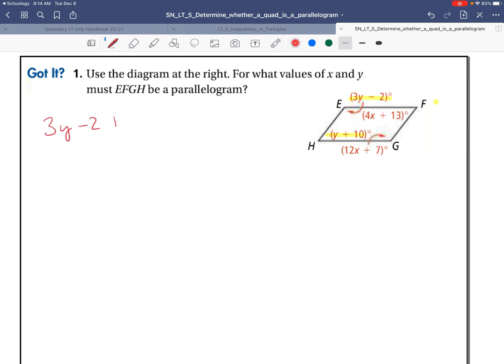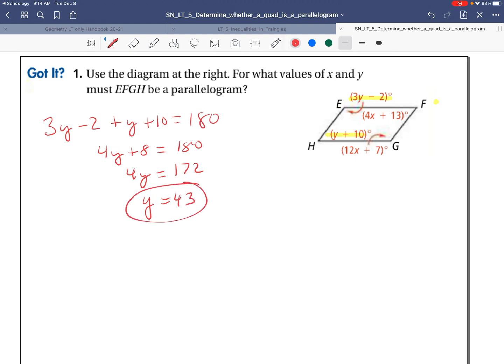So the 3y minus 2 plus y plus 10 will be equal to 180. And then go ahead and solve. And then we get y is 43. So what we can do is plug that back in to get our angle measures.